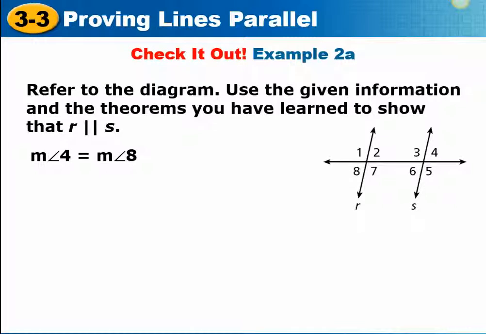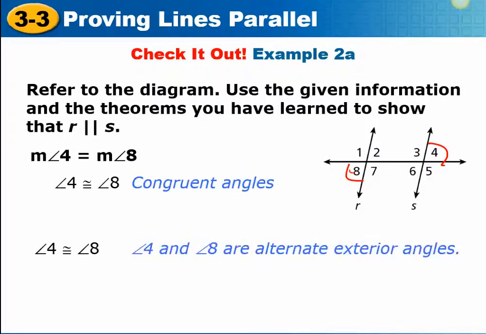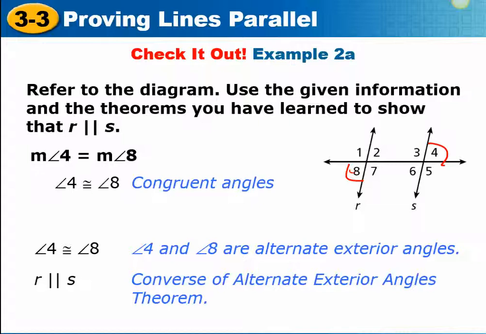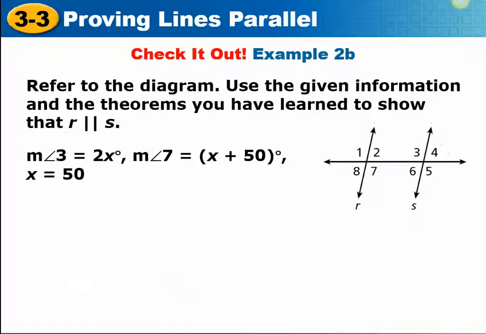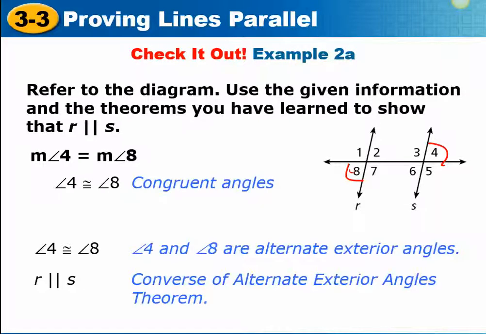Okay, so in this one, we're looking at angle 4 and 8. Would those two lines be parallel, R and S? They would by the converse of the alternate exterior angles theorem. I think that's the same one we did.